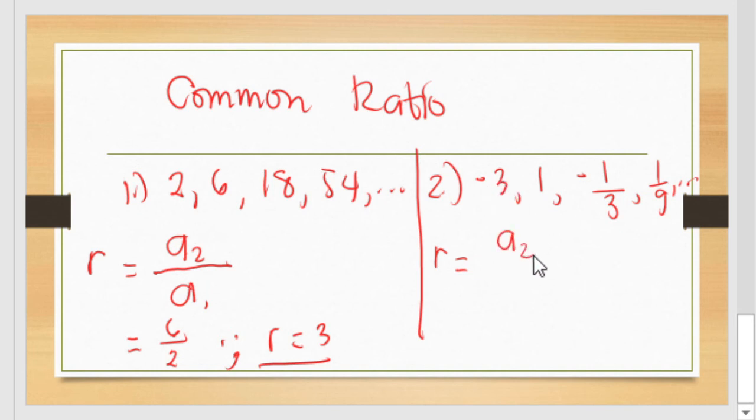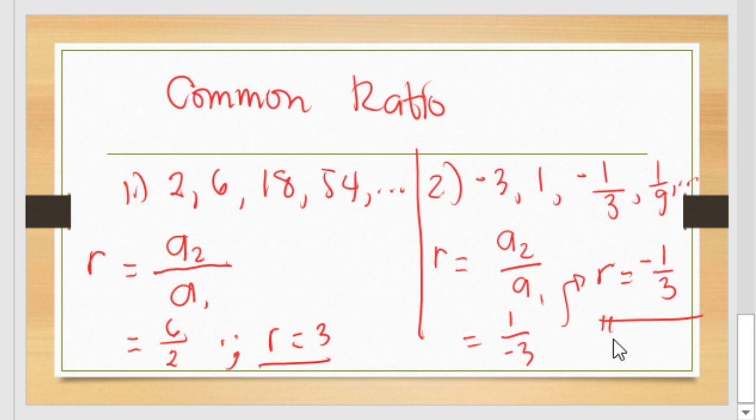We will have our a sub 2 over a sub 1. What is our a sub 2? That is equal to 1. What is a sub 1? That is negative 3. What is our common ratio for this? The common ratio for this geometric sequence is negative 1/3. That's how you find the common ratio of a geometric sequence.